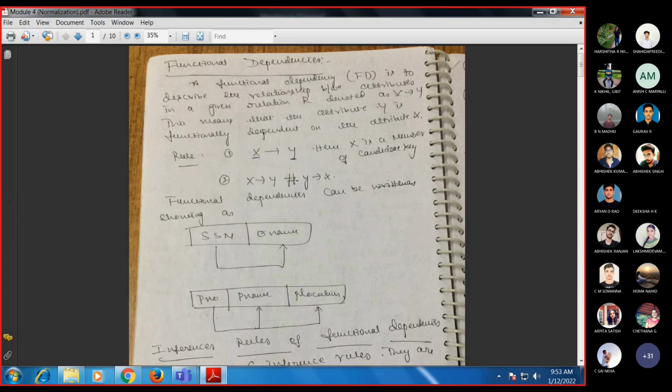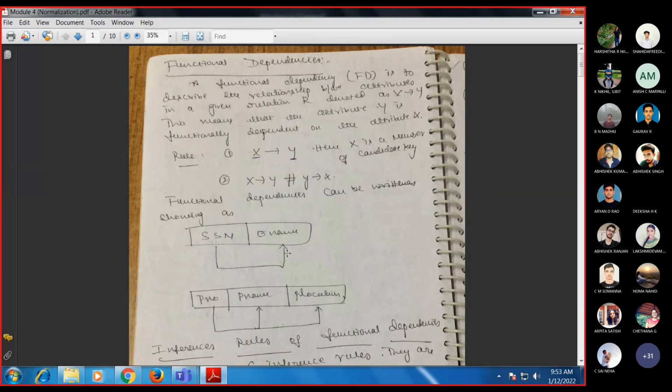How these functional dependencies can be written in diagrammatic manner is the same way you write the schema diagram. In this example, you can observe SSN and E name. That is, employee name is dependent on the social security number. Here E name is the non-key attribute and SSN is the key attribute, so E name is dependent on SSN. The arrow mark should always be shown towards the non-key attribute.